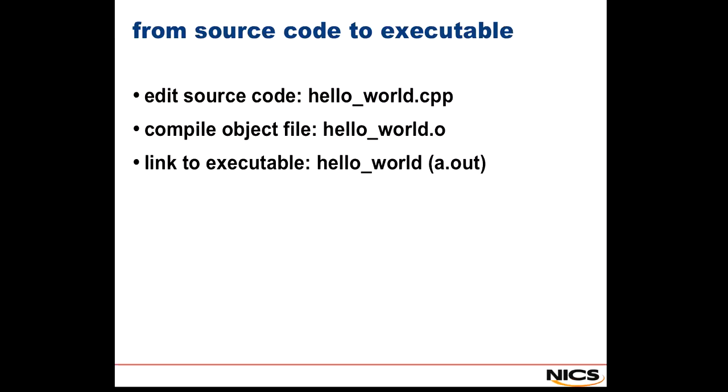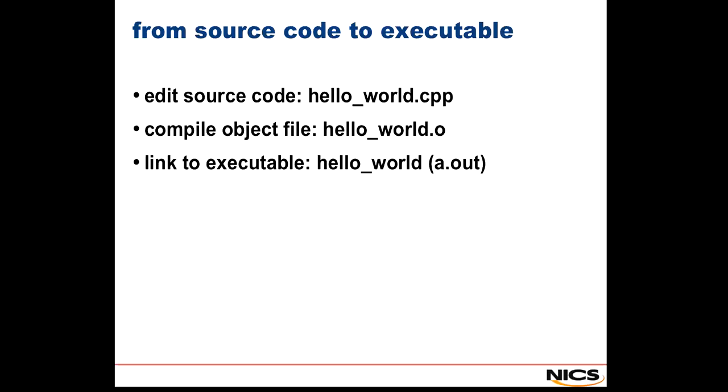So let's start from what we need from getting a source code to an executable ready to run on the HPC system. Of course, this also applies to any desktop, any scientific computing platform you are working on. So generally, it includes three steps. First, of course, you need to edit your source code. For example, let's say you edit a Hello World program.